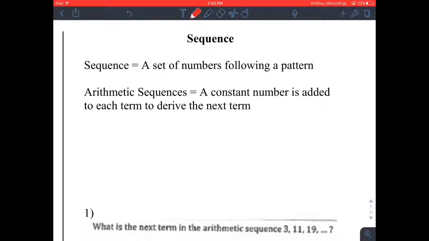Sequence. A set of numbers that follow a pattern. And we are looking at arithmetic sequences. A constant number is added to each term to derive the next term. And here's the formula for this kind of sequence. If you want to find the nth term, you take the first term plus the number you're adding each time to get to the next term times n minus 1.